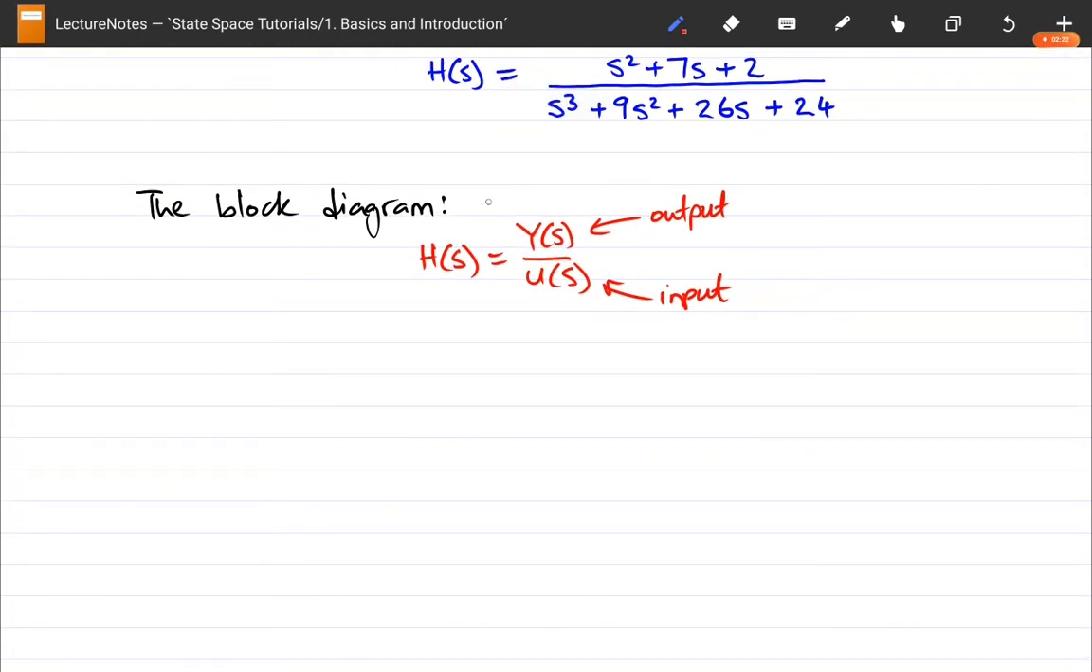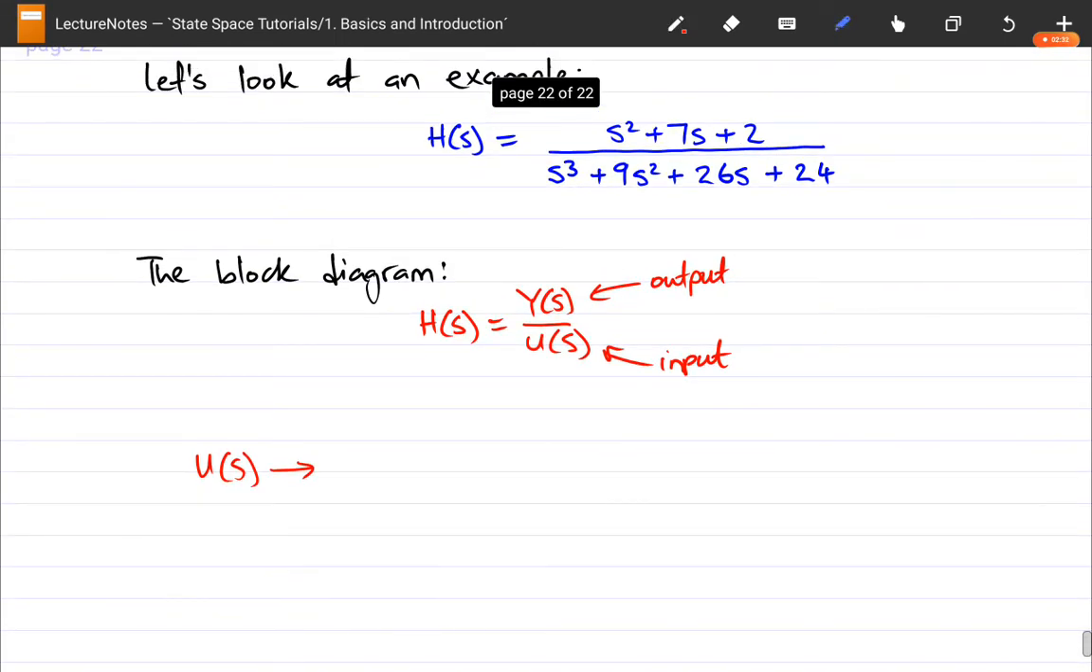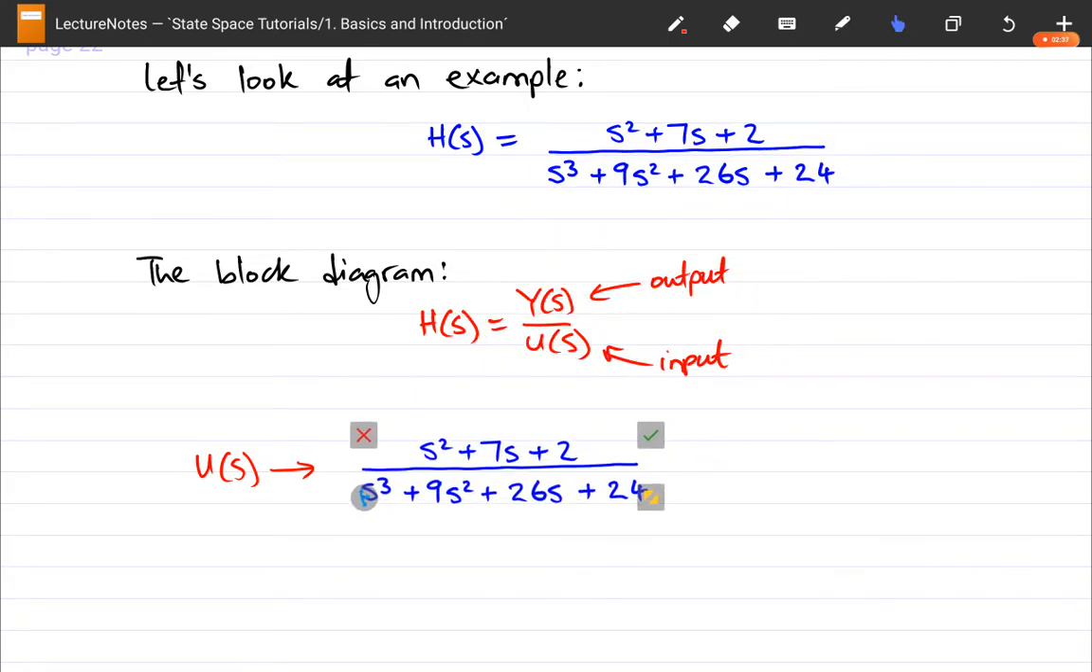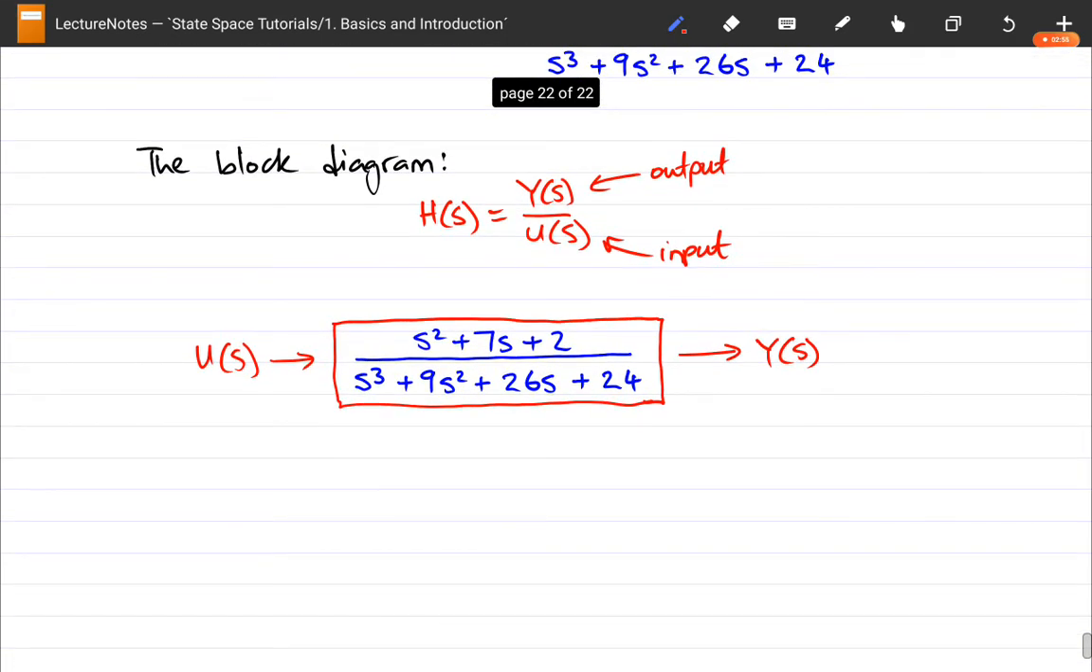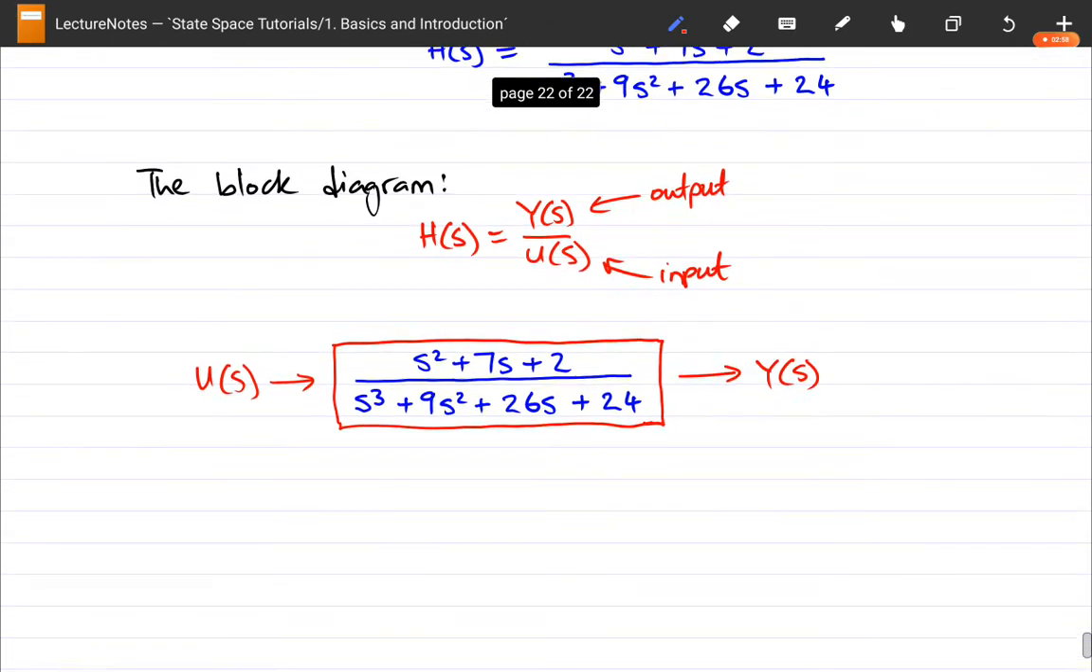Okay, so now we can draw a block diagram in terms of Y(s) and U(s). So on the left hand side, we're going to have our input, and I'm just going to copy this so that we don't waste too much time. And then on the output, we're going to have Y(s). So this is what a simple control block diagram of our transfer function should look like. Okay, so this is what we've been working with from the beginning when we started looking at transfer functions and converting them into the state space model.